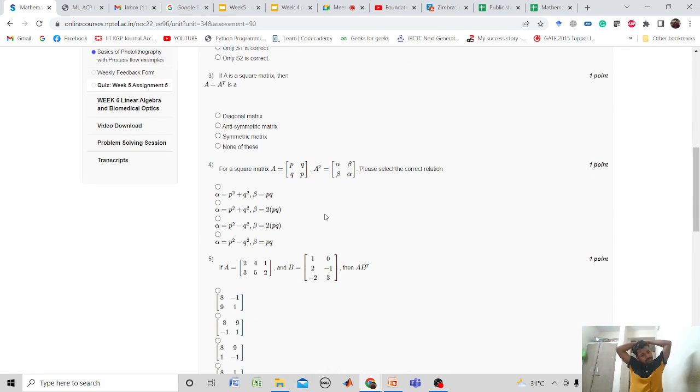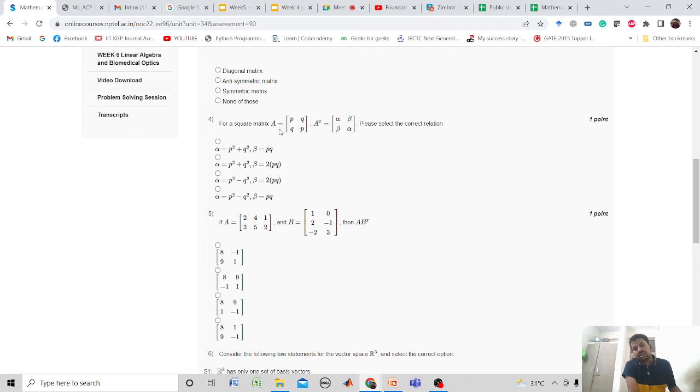Now, this is another problem which is very simple. For a square matrix A, we have A given with its components equal to something, and we have A square where the components are given as something. We have to find the correct relation. Kindly do it. You first just find A square and then equate the matrices by the concept of equality of matrices.